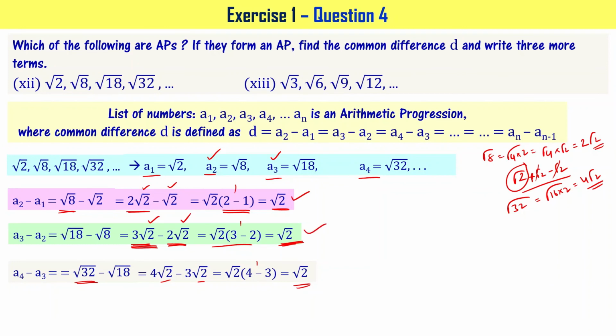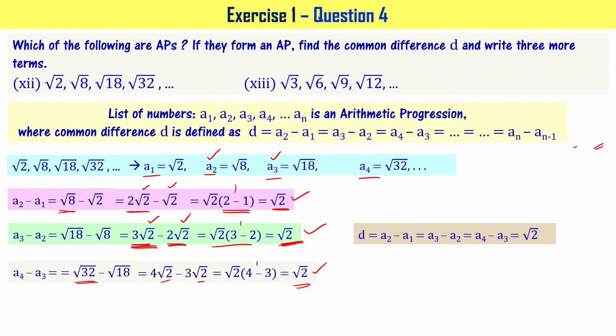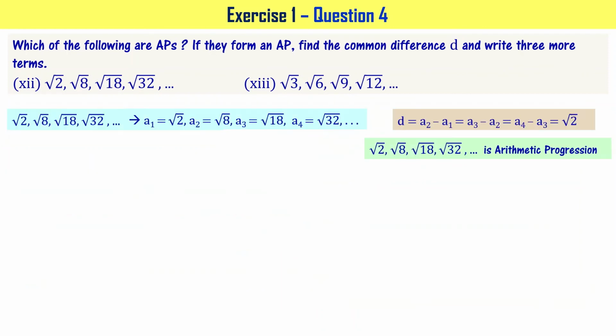So in all these cases, we got the difference as a fixed number, right? So what is that fixed number? That is root 2. Since you have the difference between successive terms as a fixed number, you can say that the given list of numbers is an arithmetic progression, right? Once you know that it is an arithmetic progression, we have to write 3 more terms. For that, I have A4 and D.